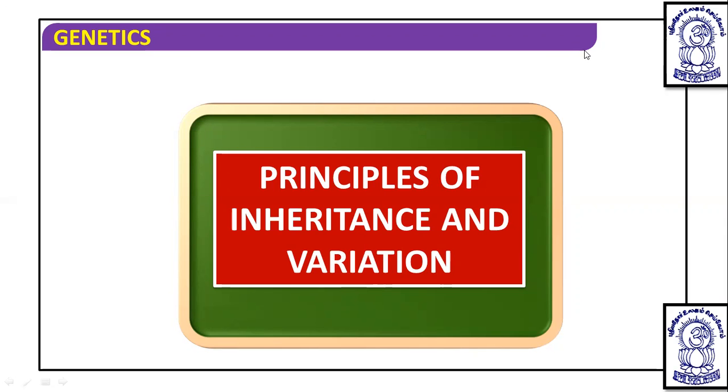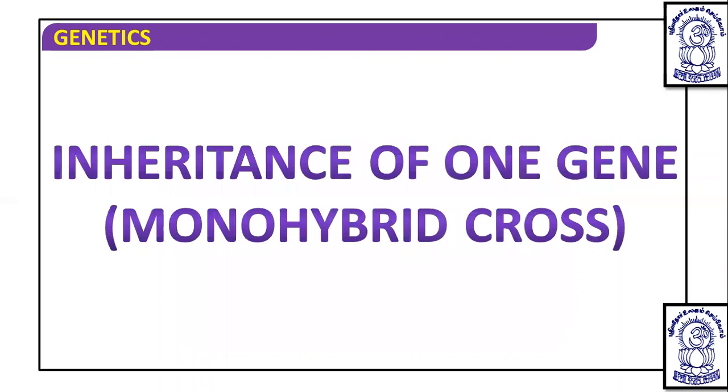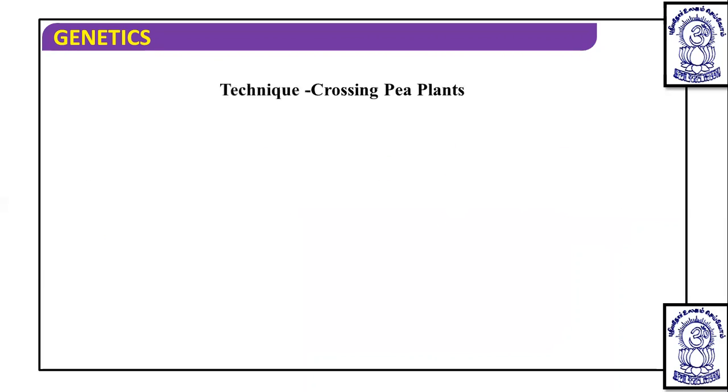In that, we are first going to understand the inheritance of one gene, meaning how one gene is inherited from parent to offspring without considering the other gene. So we are going to talk about the inheritance of one gene, which is responsible for one character. So, monohybrid cross we are going to discuss.